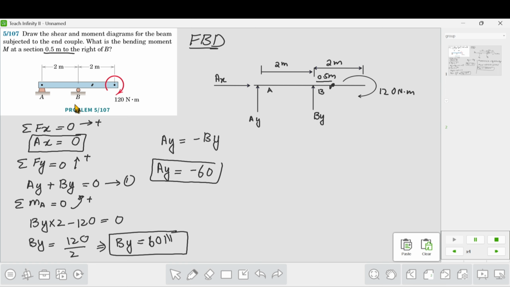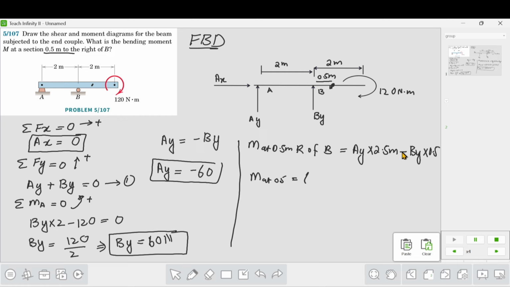Now I will find the moment at the section 0.5 meter to the right of B. So I will find this moment. The moment at this point is equal to AY multiplied by 2.5. From this to this is 2.5 meter, since 0.5 plus 2 is 2.5 meter.